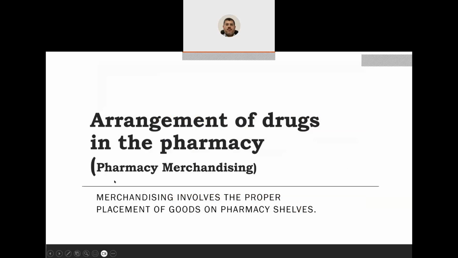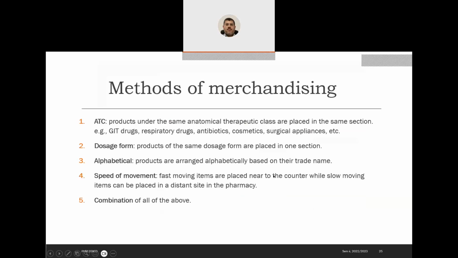In the pharmacy, another issue we talk about is pharmacy merchandising, which means how you are going to arrange the medications in the pharmacy. Merchandising means the arrangement of medications in the shop. There are different systems. Okay, you can follow the ATC classification system, the anatomical therapeutic classification system. So you can, for example, arrange GIT drugs together, respiratory drugs together, antibiotics together, cosmetics together, and so on. Or you can arrange based on the dosage form, meaning you put the tablets together, capsules together, syrups together, injections together, inhalers together, and so on.